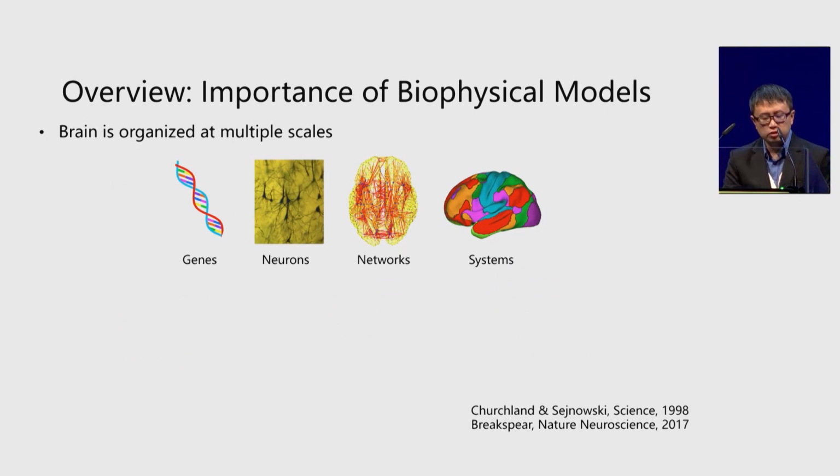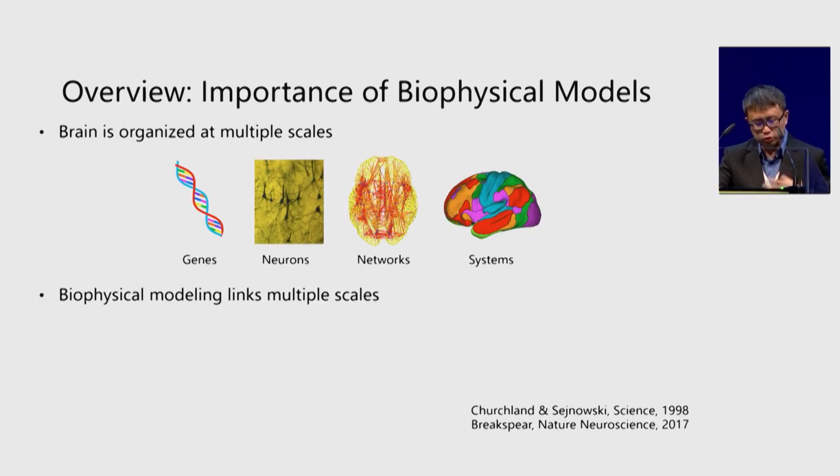So as we all know, the brain is organized at multiple scales, right? From genes, neurons, all the way to large-scale brain systems. However, we can study the brains at different spatial scales, but how these different scales interact is still relatively not as well studied. One way to bridge this micro scale and macro scale gap is to use biophysical modeling.